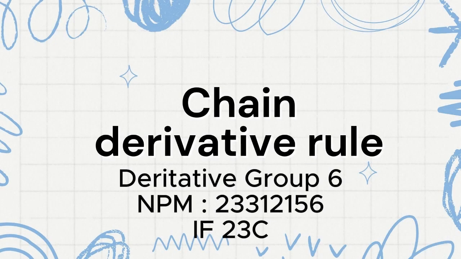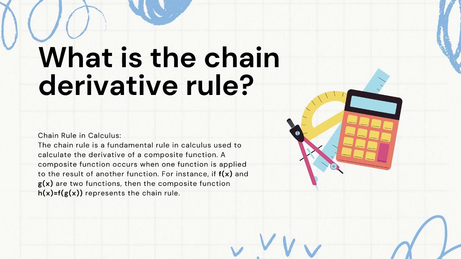In this video, I will tell you about the chain rule. In the second subchapter, I will explain about the chain rule. What is the chain derivative rule? The chain rule is a fundamental rule used to calculate the derivative of a composite function. A composite function occurs when one function is applied to the result of another function. For instance, if f(x) and g(x) are two functions, then the composite function is h(x) equals f(g(x)).